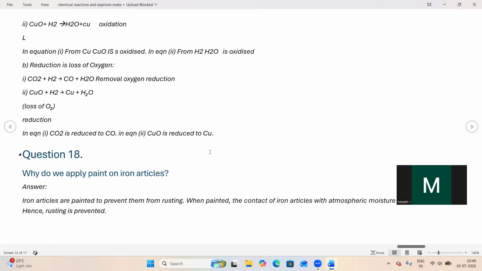Next question, why do we apply paint on iron articles? We already know that if we keep iron articles outside for a few days, they react with moisture and change color, that is, they become rust. To prevent rusting, we should paint the iron articles.